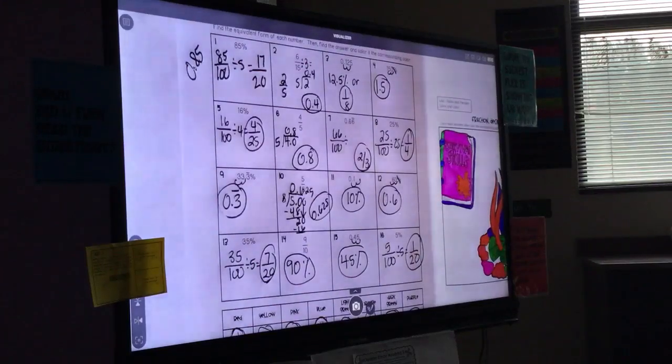So the two that probably gave you the most trouble were 7 and 9. I'm going to be very honest with you. 7, I could not figure out how they came up with 2/3 other than just using a little bit of math knowledge that I have. So let's look at number 9. So number 9 is right here.